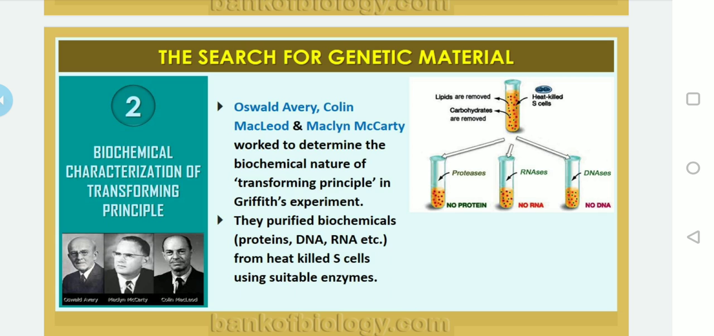Okay, so they purified the biochemicals from heat-killed S cells using suitable enzymes. This is how they conducted the experiment.